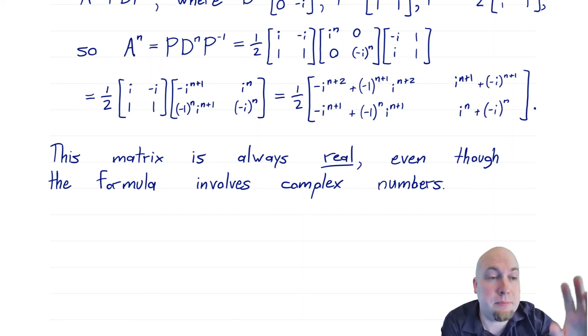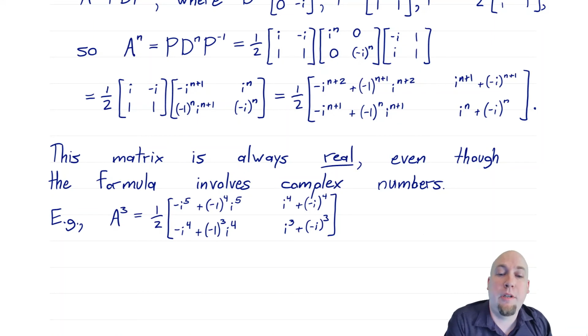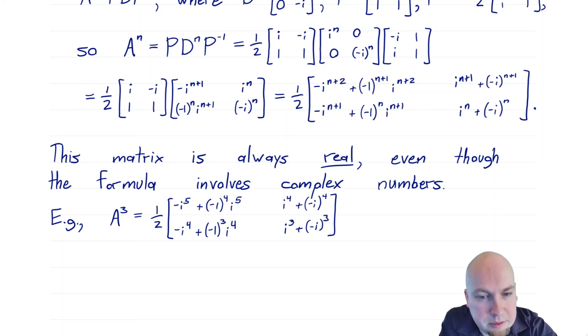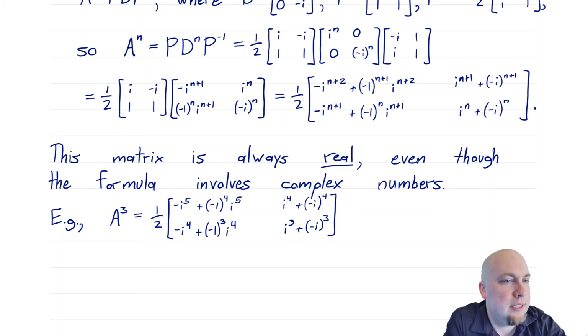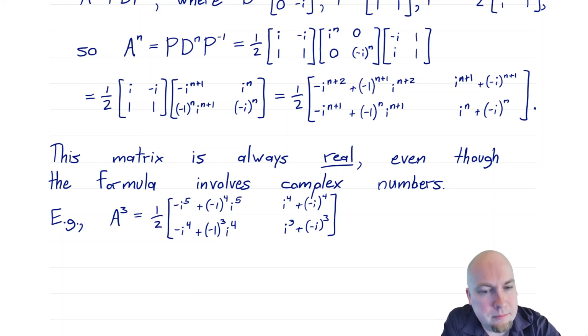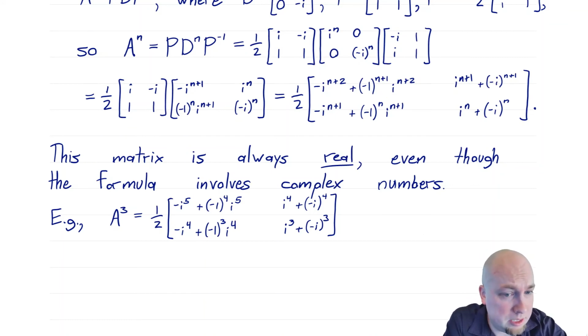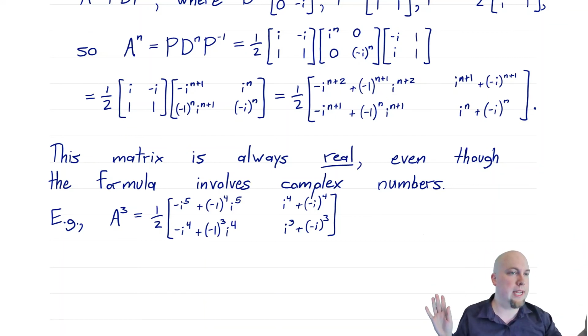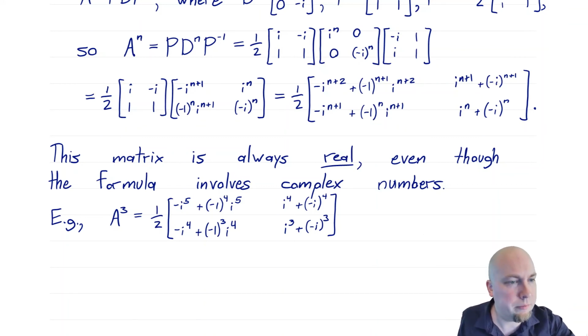So for example, let's plug in n equals 3 into this formula and see what happens. If I plug in n equals 3, I'm literally just replacing all the n's by 3s. So this minus i to the n plus 2 becomes minus i to the 5. This minus 1 to the n plus 1 becomes minus 1 to the 4. And this i to the n plus 2 becomes i to the 5, and so on. Just replacing all the n's by 3s to compute the third power of A via this formula.